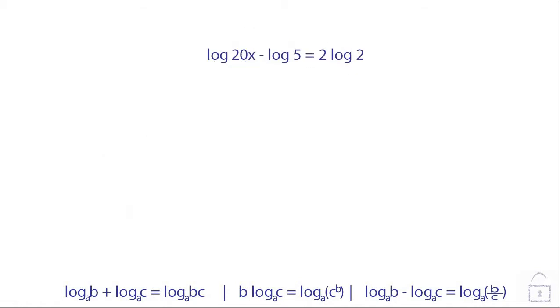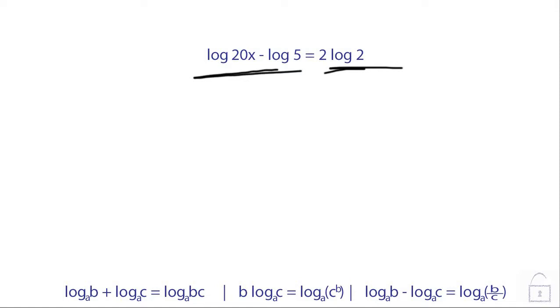All right, so now we're actually getting into solving logarithm equations, and we have log 20x minus log 5 is equal to 2 log 2. So what we can do here is break it up into 3 parts. We'll have the first part, the left side of the equation, and the second part, the right side of the equation, and then we'll have a third part which I'll get to in just a second.